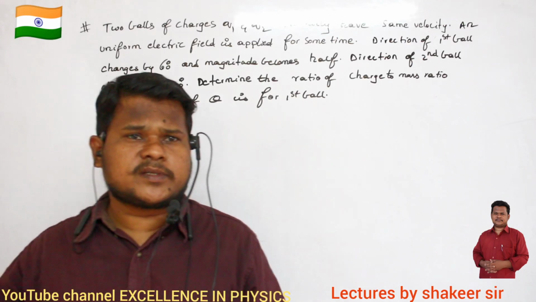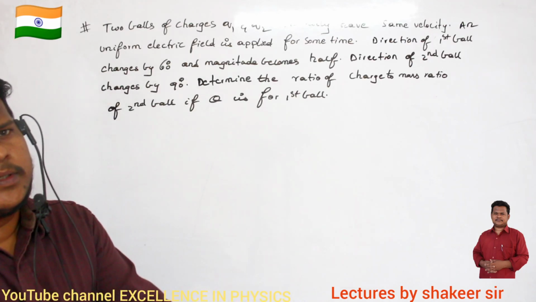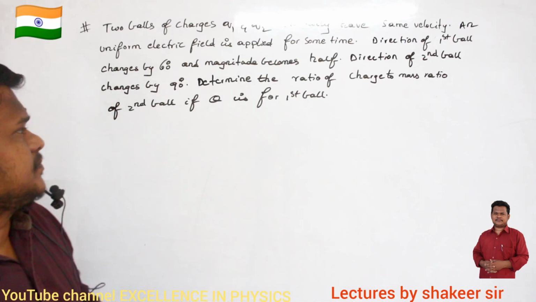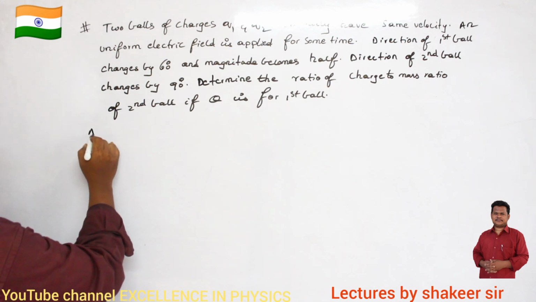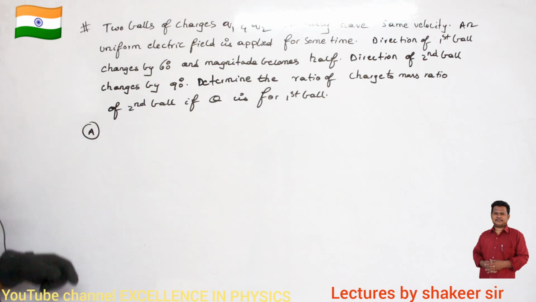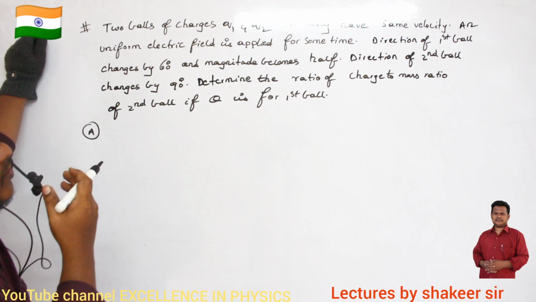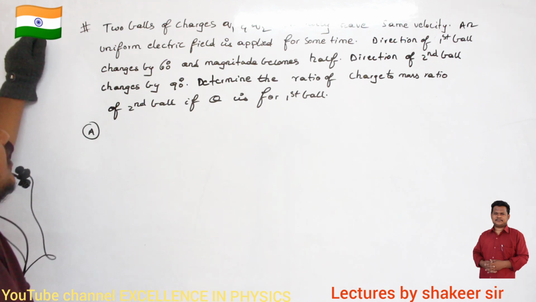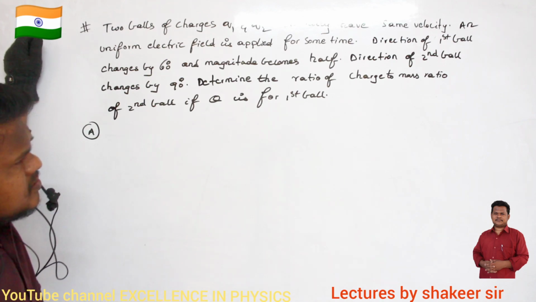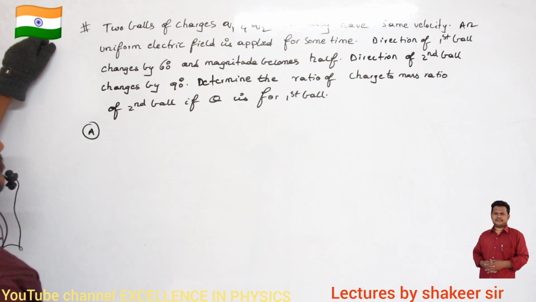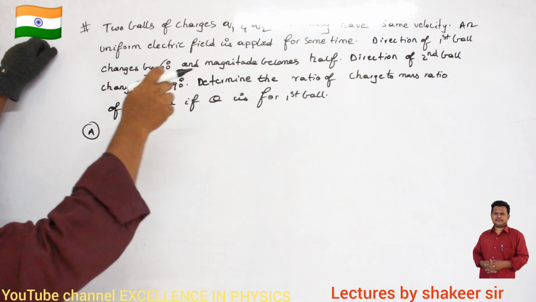Try to read the question very, very carefully, and see how you can solve this question. Okay. So the question is given like this. Two balls of charges Q1 and Q2 initially have the same velocity. Their masses are also different. Clear? So initially having the same velocity means what?